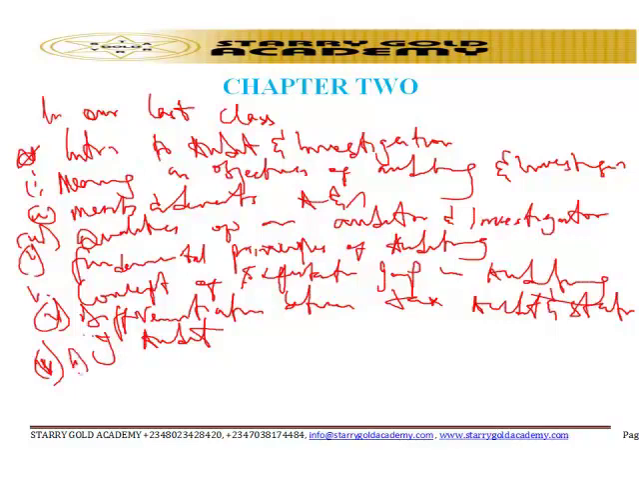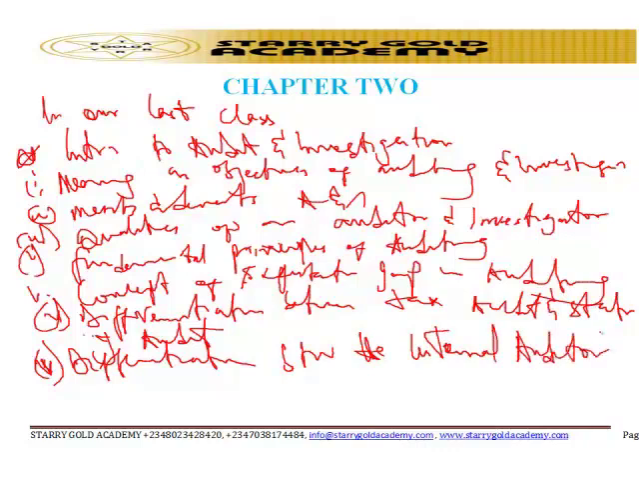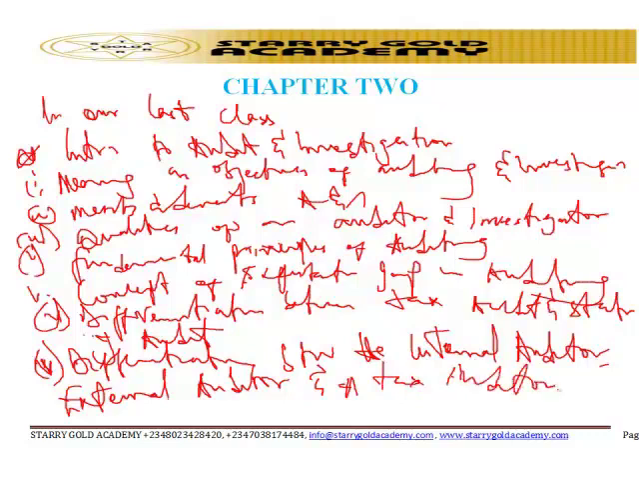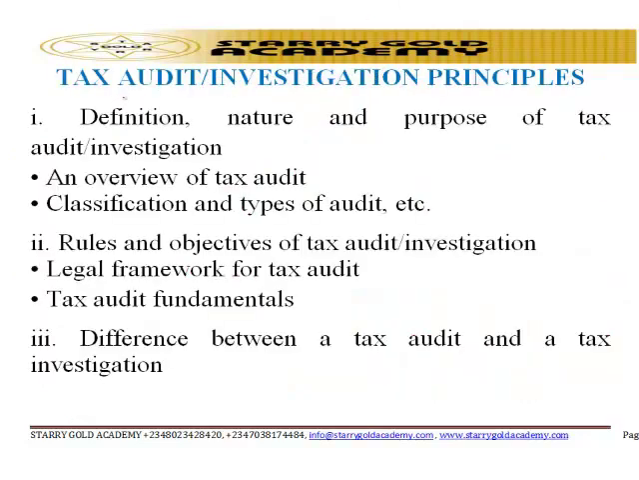So we also discussed the differentiation between the internal auditor and the external auditor. The external auditor is referred to as a statutory auditor, and then the tax auditor. Now in this chapter two, we will be looking at tax audit and investigation principles, or you say tax audit or investigation principles.